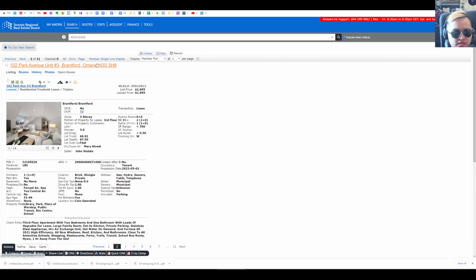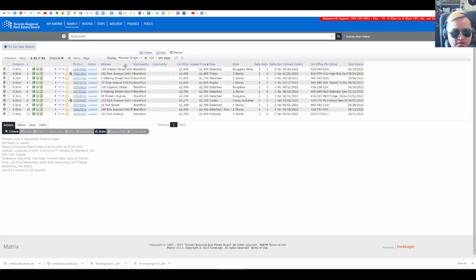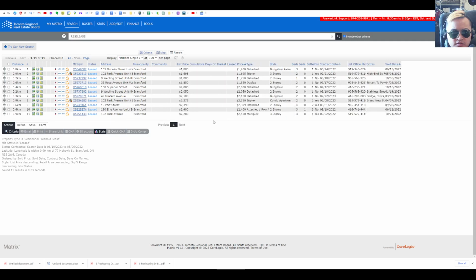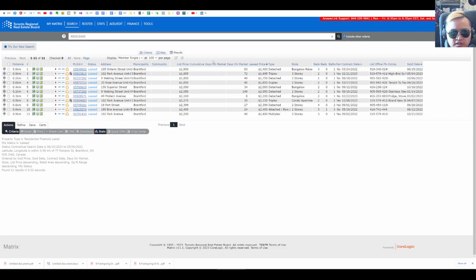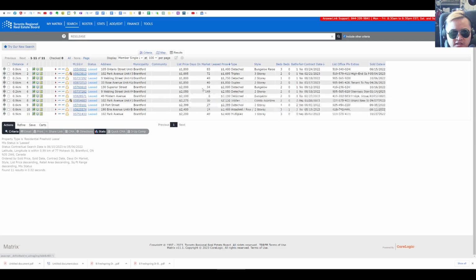So let's look at the days on market as well to look at how long it takes to rent them out. So I'm going to add days on market. One moment. So looking at the days on market, it kind of shows you how long you have to wait for a tenant and demand. So since it is Brantford, looks like it takes around 1 to 2 months to find a tenant. This one took a really long time, but it might be because the landlord is picky.